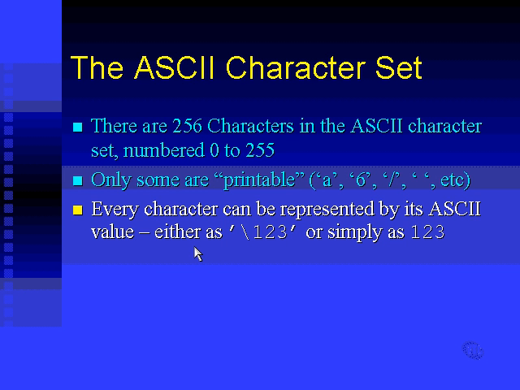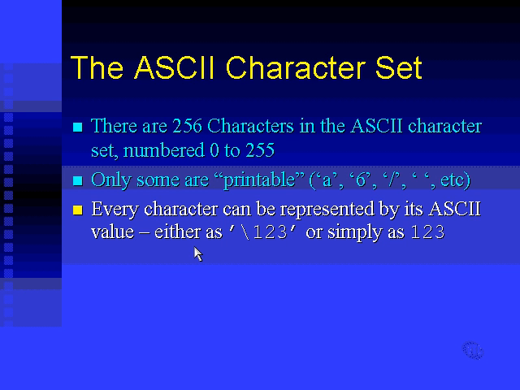You can type in source code quote A quote, if for example it was the letter A, lowercase. Or you could say that the variable equals 97. That would be just as effective, although not quite as readable. Or you could do this. You could say the variable equals quote backslash 97 quote, and that would be another way to represent A.